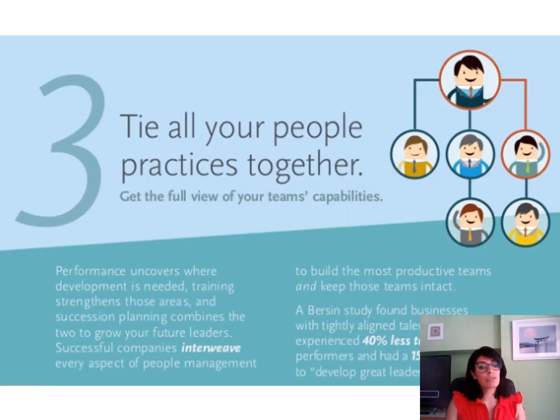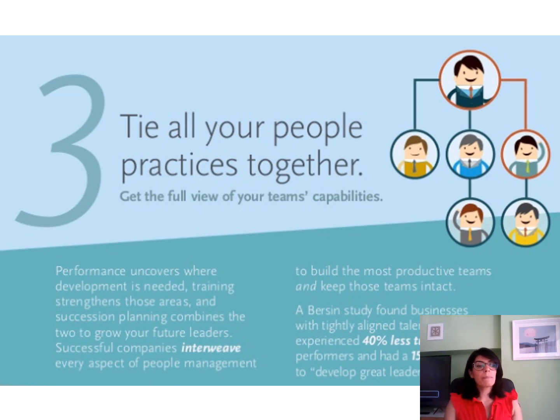And the third step in creating a high-performing team is to actually tie all of your people practices together and create a full view of your team's capabilities. And effectively, it's understood that performance uncovers where development is needed from people. So how they do their job and what they achieve will allow you to see where development is needed. Training then strengthens people in those areas and helps fill the training gap. And then succession planning combines the two to grow your future leaders.